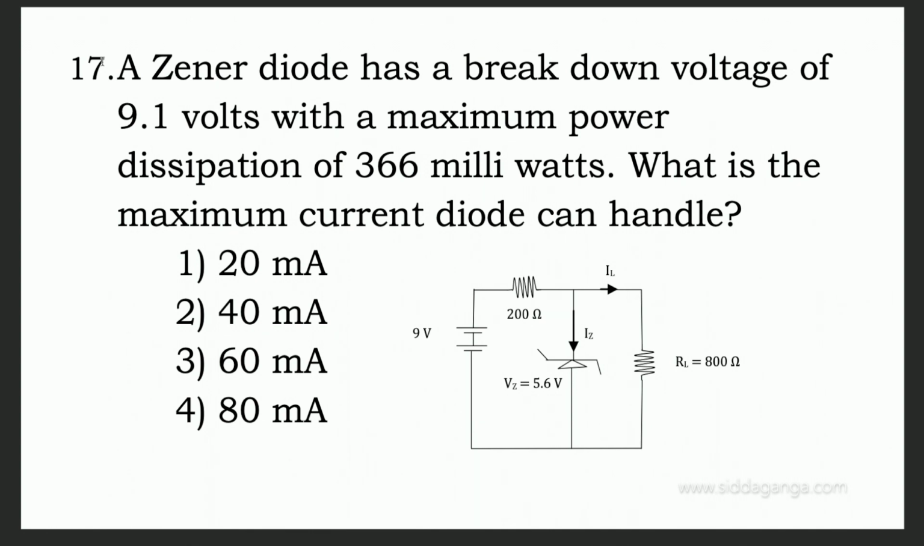Let us see what the questions are. A Zener diode has a breakdown voltage of 9.1 volt. Oh, the question is different, so the circuit I kept is for the other question. The Zener diode has a breakdown voltage of 9.1 volt, with a maximum power dissipation across the Zener diode of 360 milliwatt. What is the maximum current the diode can handle?